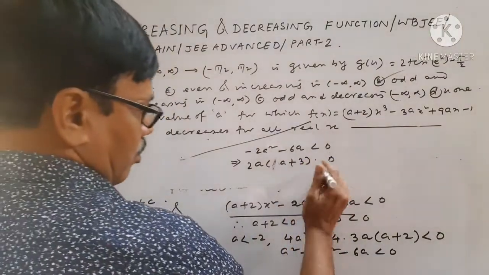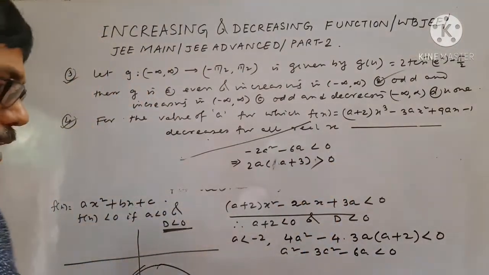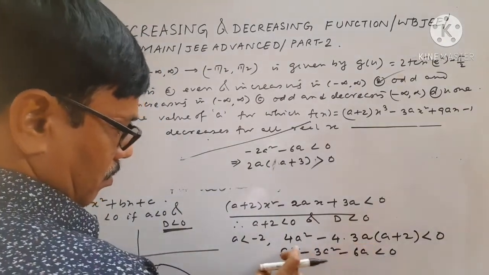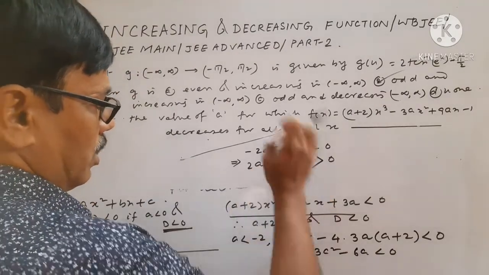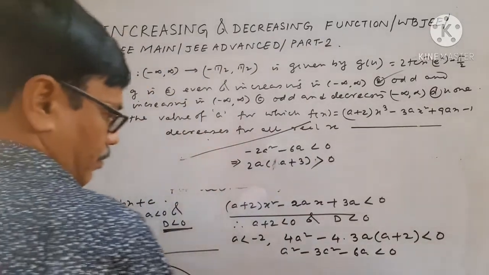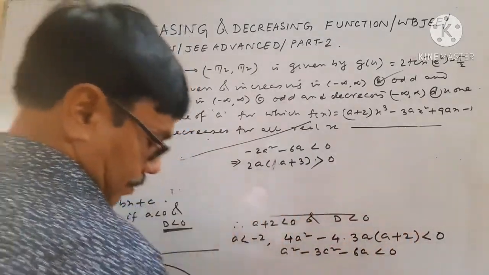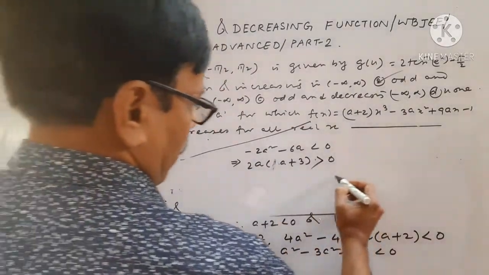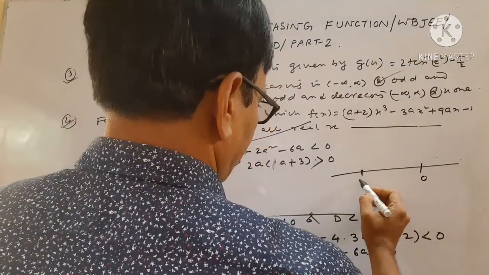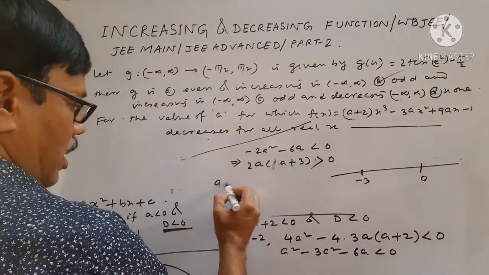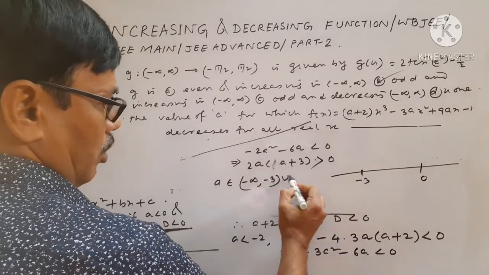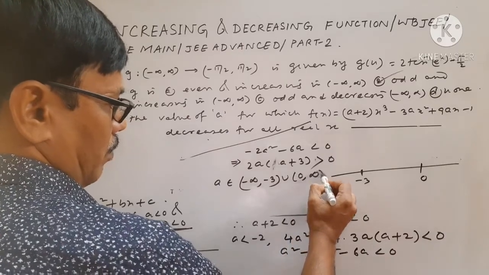So this will be greater. This is negative, so this is greater than 0. So what are we getting? We are getting two values of a. This is 0 and this is minus 3. So a belongs to minus infinity to minus 3 union 0 to infinity.